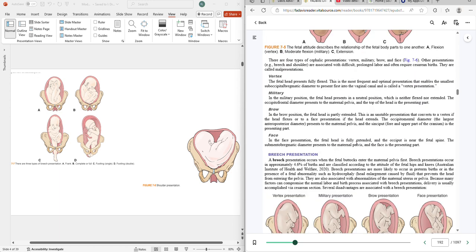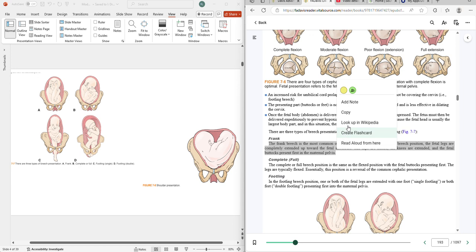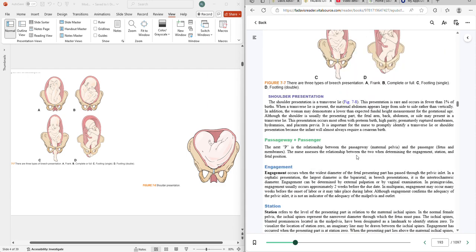So I want you to be familiar with this frank breech term. Winks and lollipops, you need to know what frank breech is. The most common type of breech presentation is the frank breech.